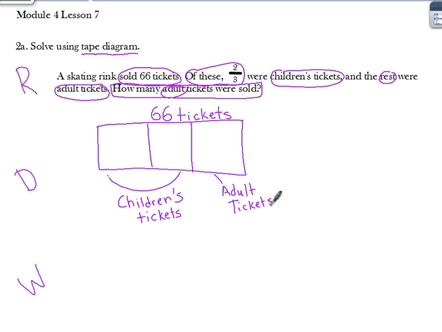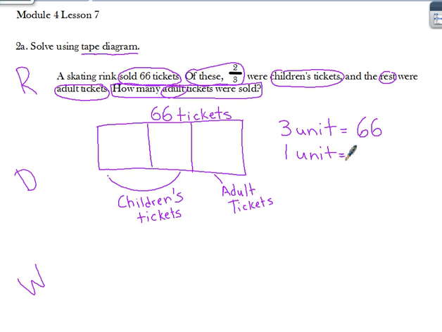I'm attempting to solve how many adult tickets were sold, but first I need to find out how much each section in my tape model is worth. I have 1, 2, 3 sections. I'm going to rename them units. 3 units. These 3 units, when I add them together, are equal to the total number of tickets sold, which is 66. Since I want to figure out how much each unit is, I'm going to ask for 1 unit.